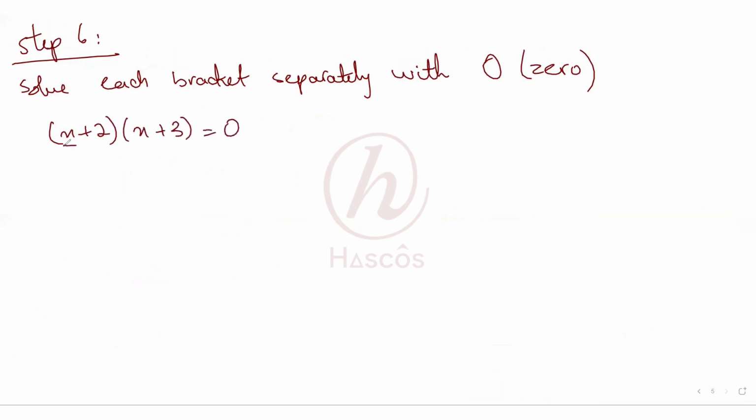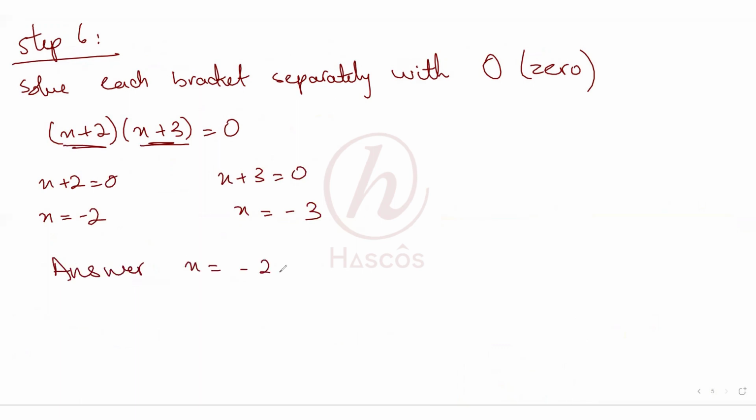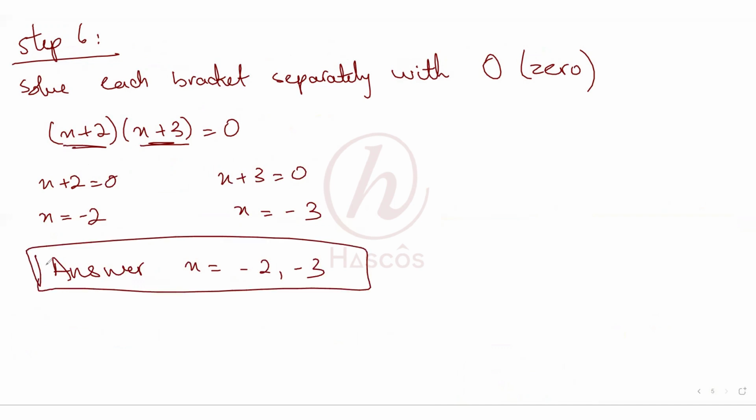We're going to solve each bracket separately with 0. So x plus 2 equals 0, x plus 3 equals 0. We take 2 on the other side, x equals minus 2. We take 3 on the other side, x equals minus 3. Hence, our final answer is x is equal to minus 2, comma, minus 3.